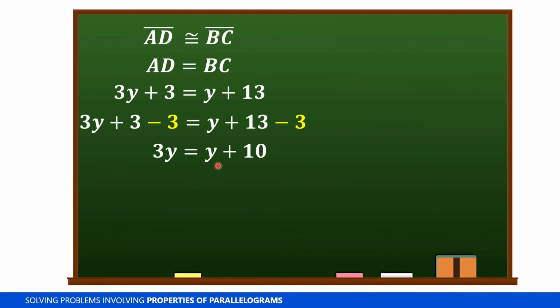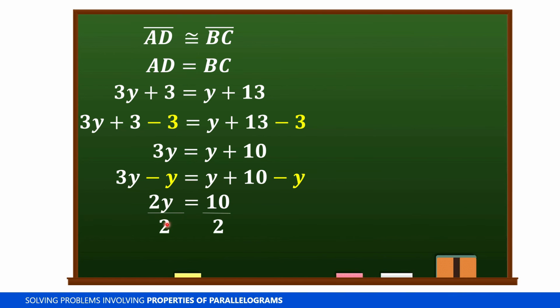So next is to eliminate y on the right side. So 10 will remain. So addition property of equality, to eliminate y, let's add negative y to both sides of the equation. So we have here 3y minus y is equal to y minus y, that is equal to 0. 10 will remain. And then 3y minus y, that is equal to 2y. Now, to solve for y, let's multiply both sides by 1/2 or divide both sides by 2. So 2y divided by 2, that is equal to y. 10 divided by 2, that is equal to 5. So y is equal to 5.